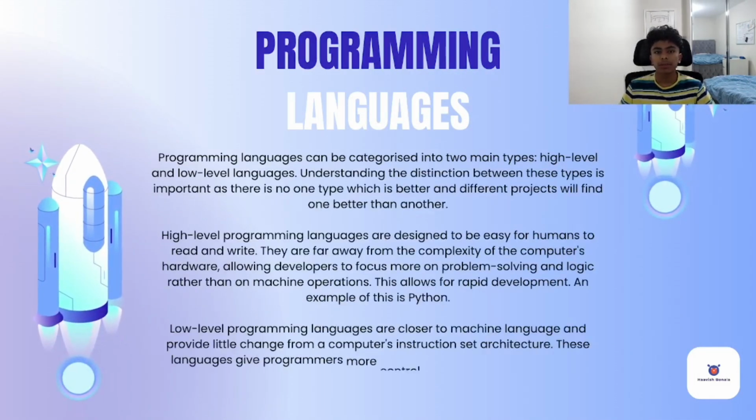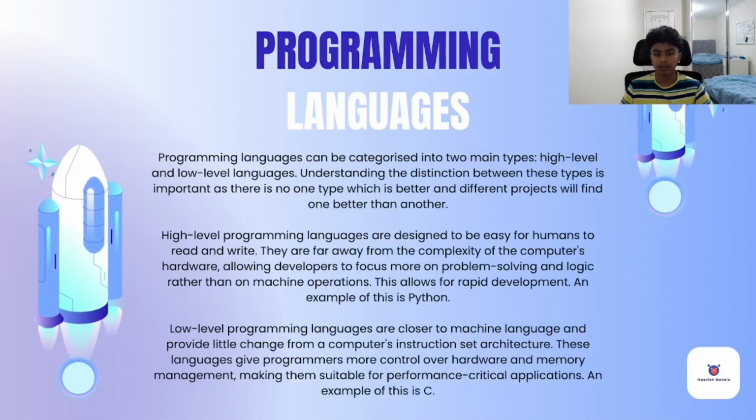There are two main types of programming languages. They can be categorized into high-level programming languages and low-level programming languages. Understanding the difference between these types is very important, as there's no one better type. You'll need to use different types in different projects and different parts of projects sometimes.